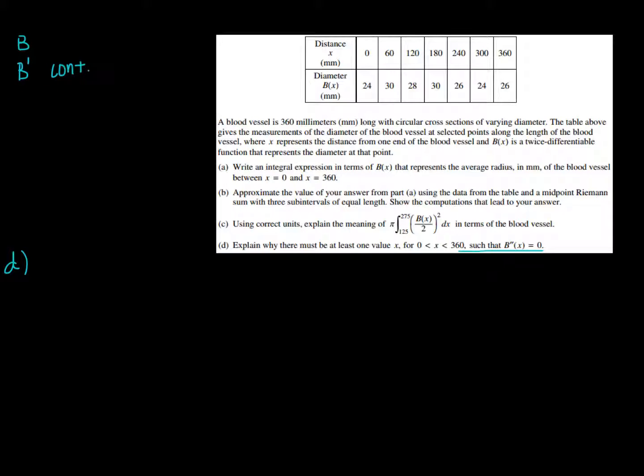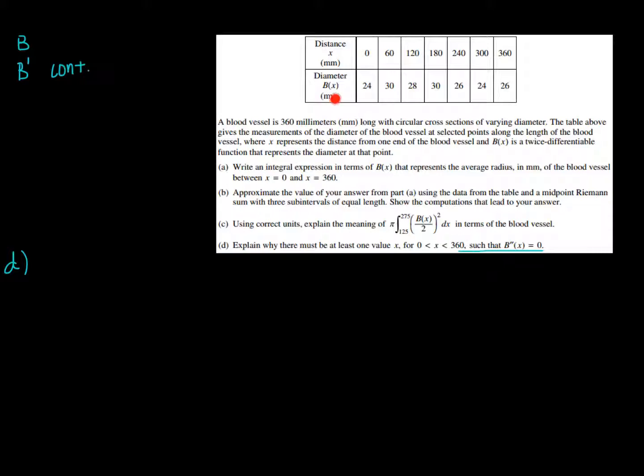Well, B prime is continuous. So if I can show that the average rate of change of B prime on an interval is 0, that means that on that interval somewhere, there has to be a place where its instantaneous rate of change, B double prime, is equal to 0. So now, how are we going to find some values of B prime? Well, we can use the same exact method. We can use the mean value theorem, right?